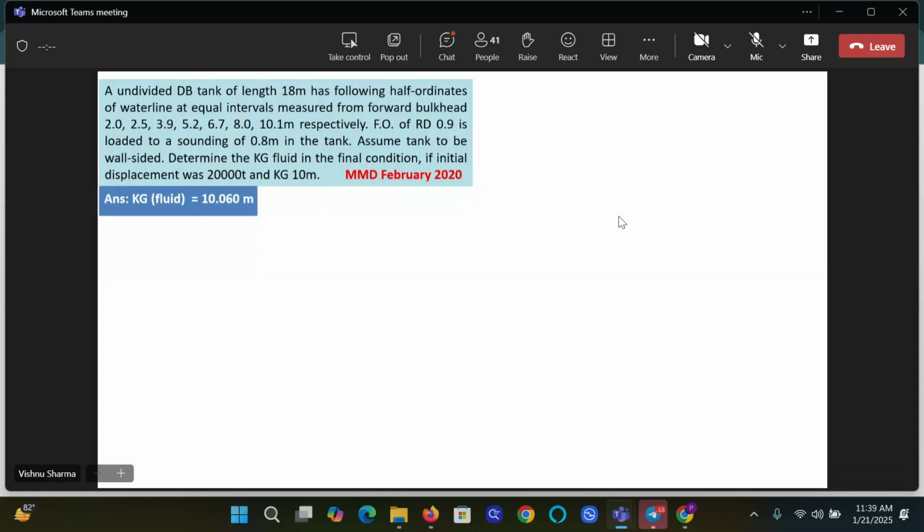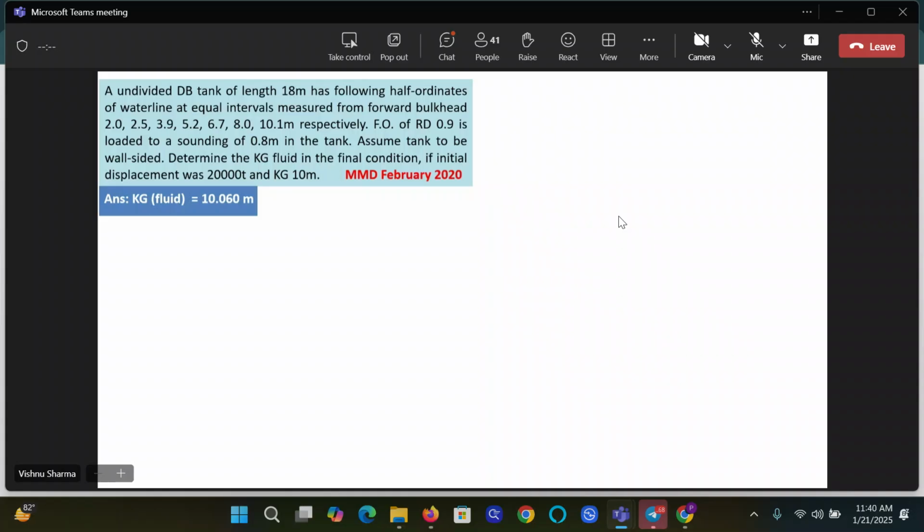Guys, how do you get KG fluid? So you start thinking like this. How do you get KG fluid? By adding FSC. KG solid plus FSC, the way you are getting the corrected KG in GZ curves, right? So that means what do you need?